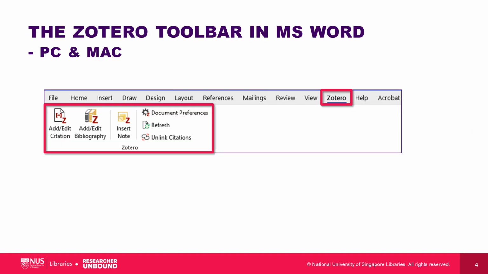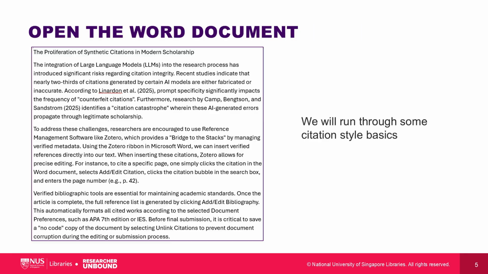Once the installation is complete, open your Microsoft Word application again. The installation is successful if you see Zotero in the toolbar menu. To use the Zotero add-in, open a Word file that you would like to work on. We will run through some citation style basics and how to cite and add bibliographies.